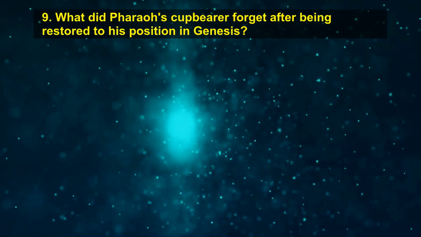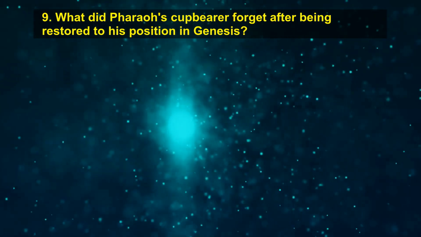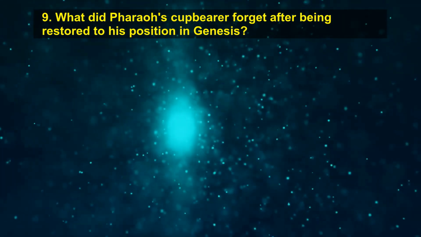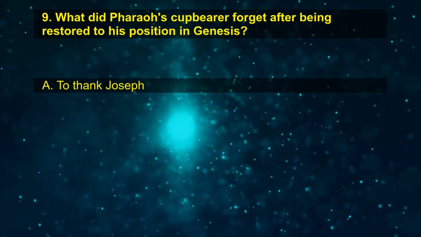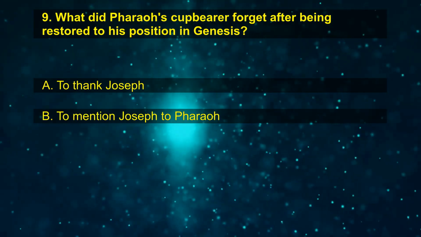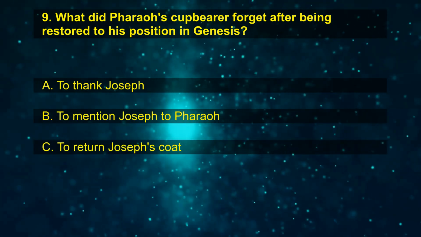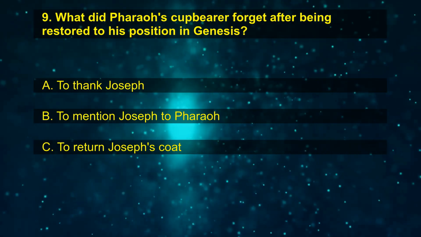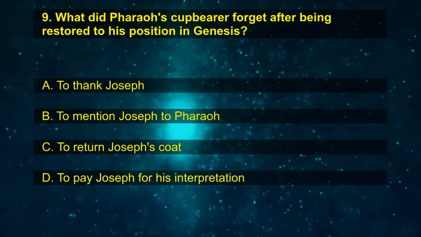9. What did Pharaoh's cupbearer forget after being restored to his position in Genesis? A. To thank Joseph. B. To mention Joseph to Pharaoh. C. To return Joseph's coat. D. To pay Joseph for his interpretation.